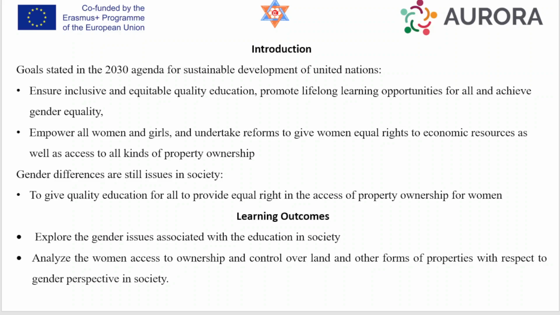There are some learning outcomes. After completing these videos, the learner will learn the following two outcomes. The first one is to explore the gender issues associated with education in society. And the second one, analyze women's access to ownership and control over land and other forms of properties with respect to gender perspective in society.